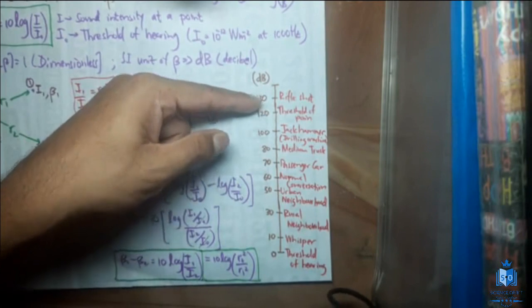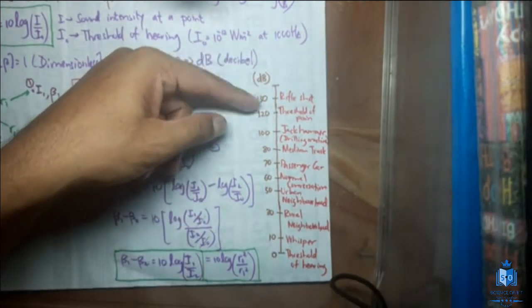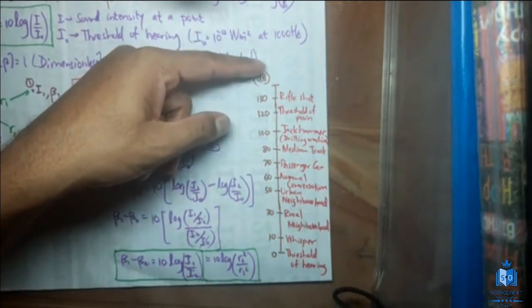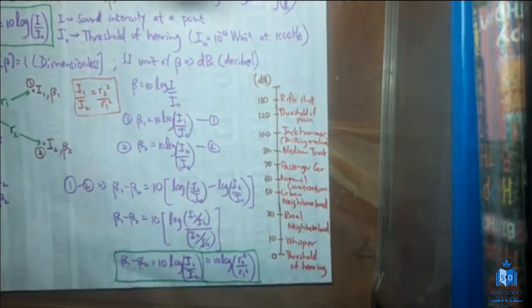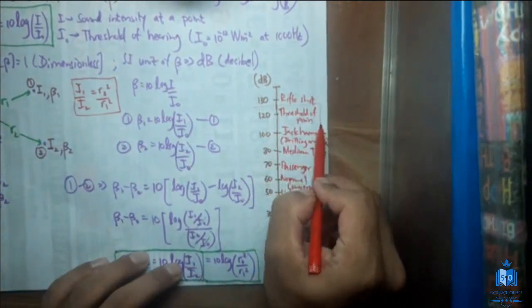If you hear a sound above that, sometimes it will rupture your eardrum. So those sounds are very painful and very harmful. 120 is the limit. So these 2 intensity levels are important.